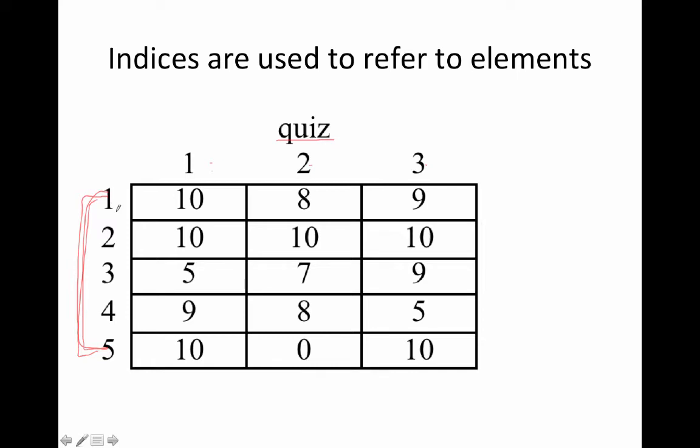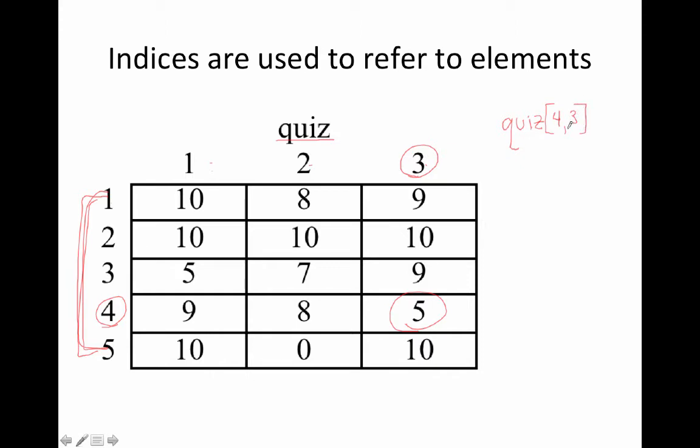So let's say, for example, we wanted to refer to this location. So we're going to give the name of the variable, and then in some kind of brackets or parentheses, let's say it's square brackets, we're going to give first the index for the row, in this case 4, and then the index for the column, in this case 3.